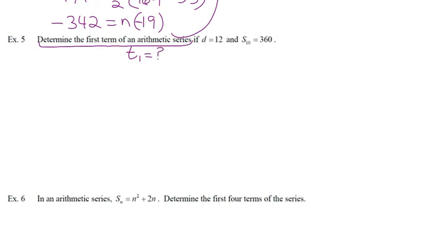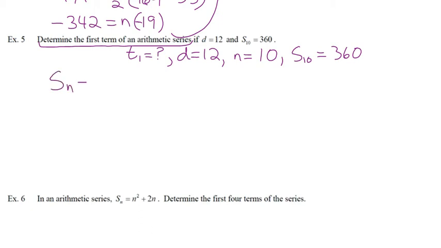Okay? What do we know? What else do we know? Well, we know D is 12. What else do we know? What's N? 10. And S10 is 360. Okay, we do not have T sub N. We do not want to find T sub N, so we will not be using the first formula. We will be using the second formula.